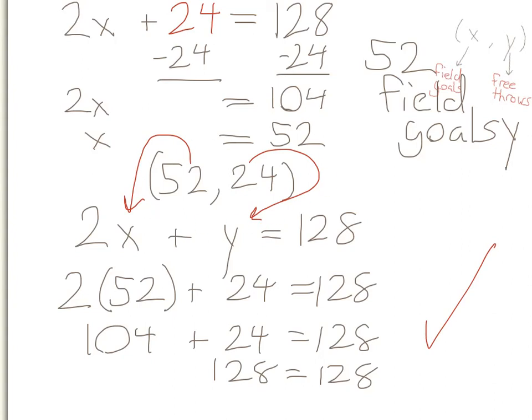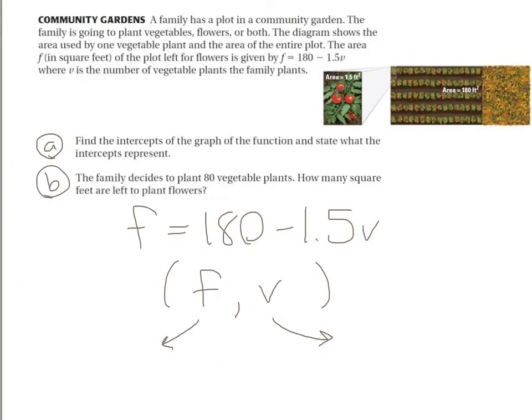52, 24. So 52 field goals. If the team scored 24 free throws, then they must have had 52 field goals if they scored 128 points in the entire game. Nice work. We are done with all three parts. Which leads us to your problem.